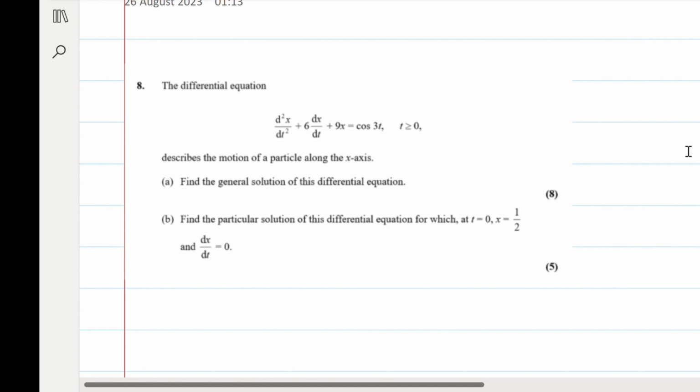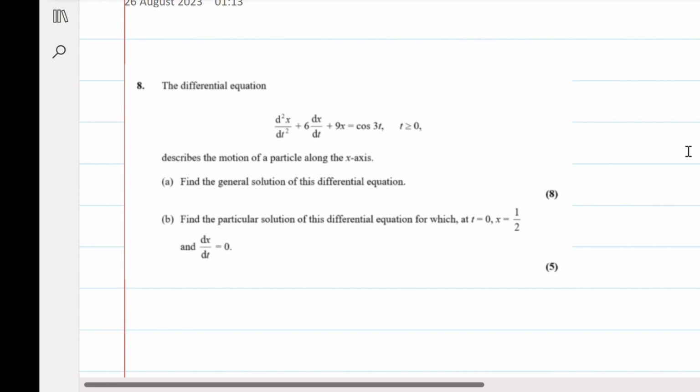Now they can have this split into multiple parts. So for example, the general solution could be split into 2 or 3 parts, where it says find the complementary function, then the particular integral, and then the general solution. Or it could be just one part, like here, where we just have to find the general solution straight away, and hence it's a hefty question with 8 marks.